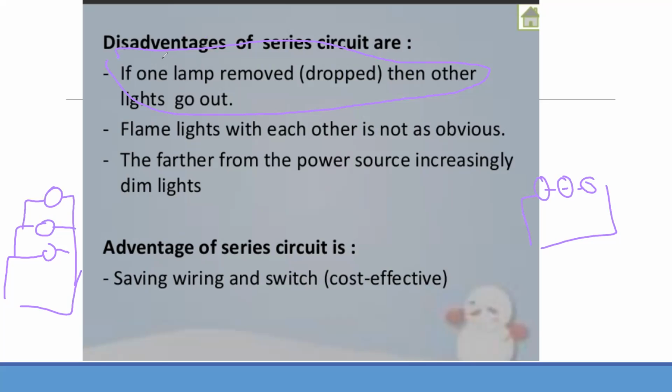For the series, I need only one key to open or close them. But for the parallel, for each lamp I need three keys, or three switches. So for the parallel, I need three different switches with three different wires. So it has more cost than if I am in series.